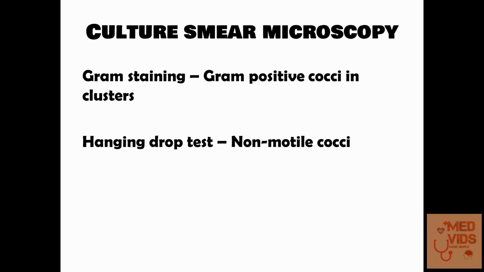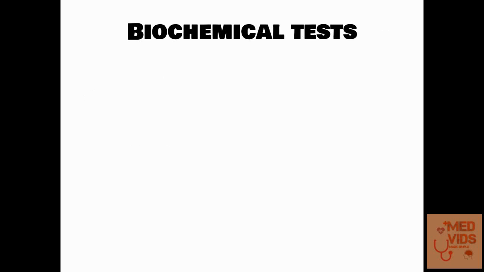Culture smear microscopy. Once you obtain the bacterial growth on the culture media, obtain smears from the culture media and perform gram staining, and again you can see gram-positive cocci in clusters. In the hanging drop test, you can observe non-motile cocci. Biochemical tests. These are really important tests.